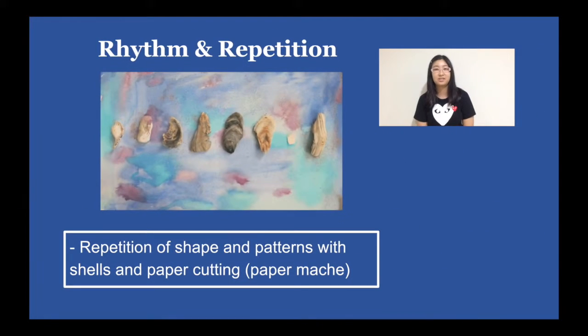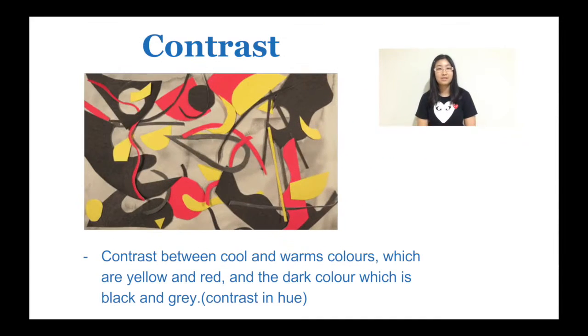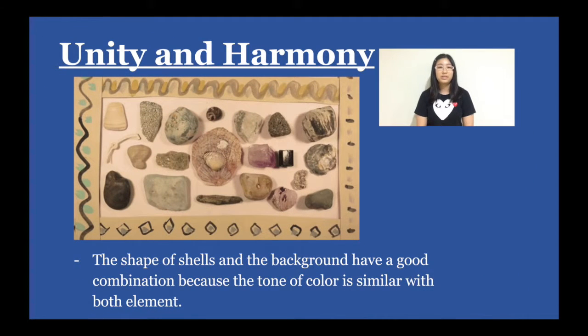Next, rhythm and repetition. There is repetition of shapes and patterns in this video, such as shells and the paper cutting techniques, which we can see in this. Next, contrast. There is a contrast between cool and warm colors, which here are yellow and red. Also, there is a black cloth covering both yellow and red, which is a contrast in hue. Finally, unity and harmony. The shape of the shells and the background have a good combination and fit nicely together because of the tone of color, which is similar in both the element and the background.